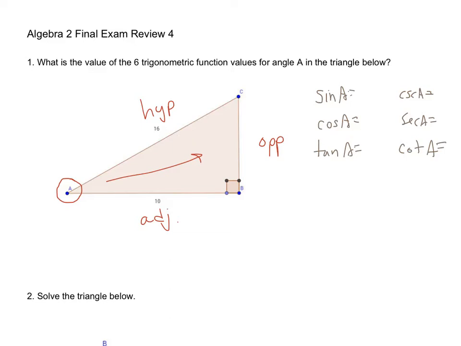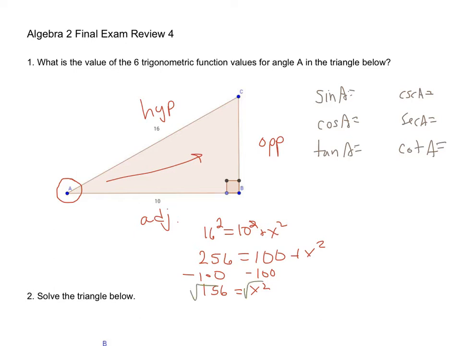So the first thing I do is I try to find that missing side. So that's 16 squared equals 10 squared plus that missing x squared. So 16 squared, 16 times 16 is 256, equals 100 plus x squared. So then I'll subtract 100, which gives me 156 equals x squared. So then when I take the square root, x is going to be equal to the square root of 156.